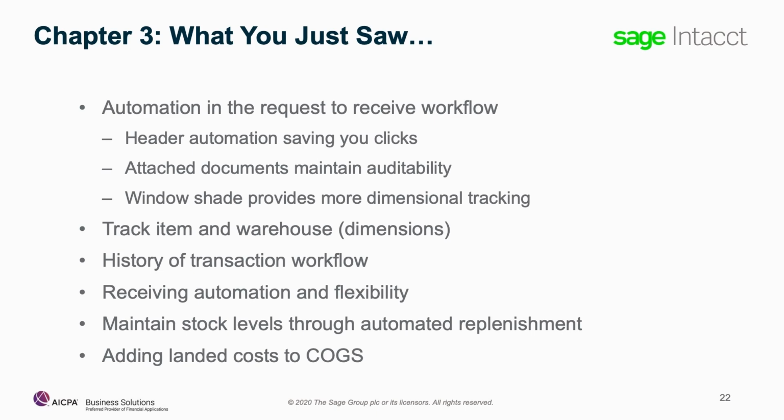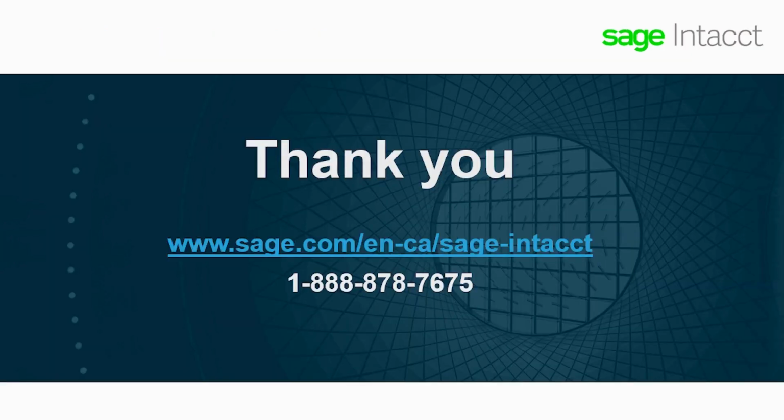We saw how we track item and warehouse as dimensions for reporting. We also looked at a history of transaction workflow, receiving automation flexibility, maintaining stock levels through automated replenishment, and adding landed costs to cost of goods sold. This concludes our wholesale distribution product tour.